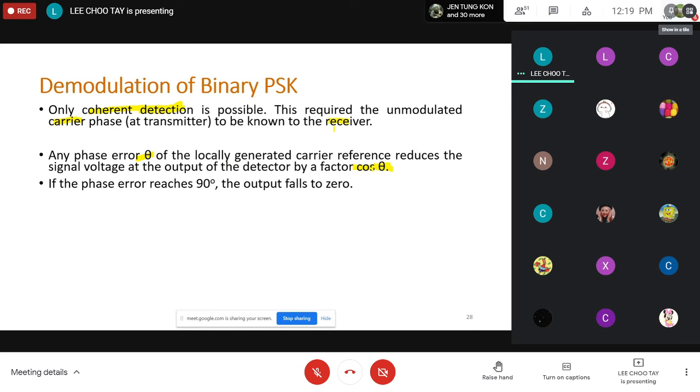Why is this? If you cannot remember, refer to chapter 1. I think I talked about this in chapter 1, the amplitude modulation chapter. You refer to that chapter. And then if your phase angle is 90 degrees, your output will be 0. You have 0 output, so that means you are not able to detect whether this is a 1 or this is a 0.